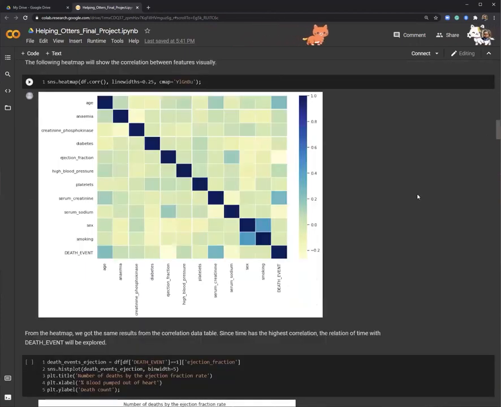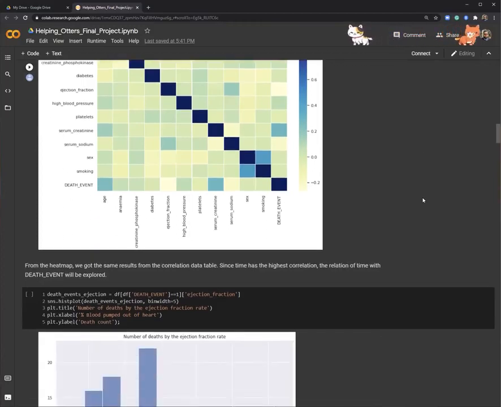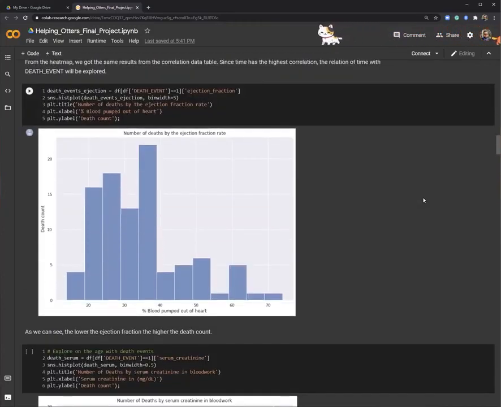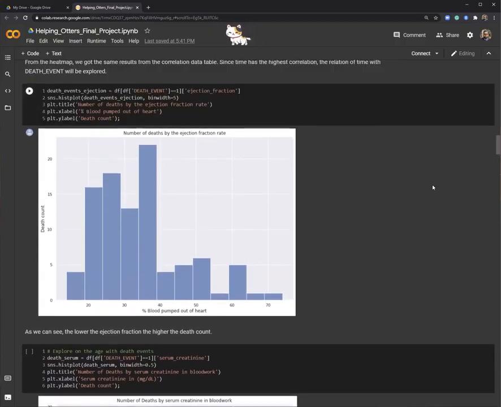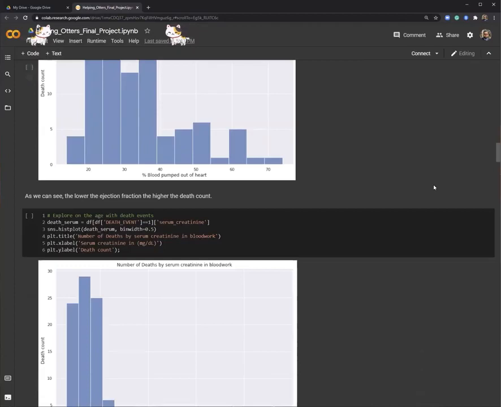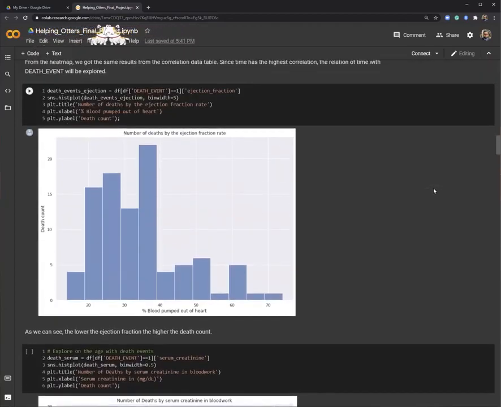From this heat map, we were able to see which features were most negatively correlated and positively correlated to a death event. From this information, we plotted a histogram of ejection fraction to see how it affected the death count. We found that lower levels of ejection fraction resulted in higher death. According to heart.org, ejection fraction is the percentage of blood that the left ventricle pumps out with each contraction. Normal range is between 50 and 70%.